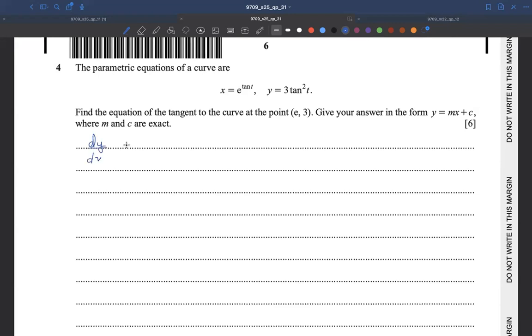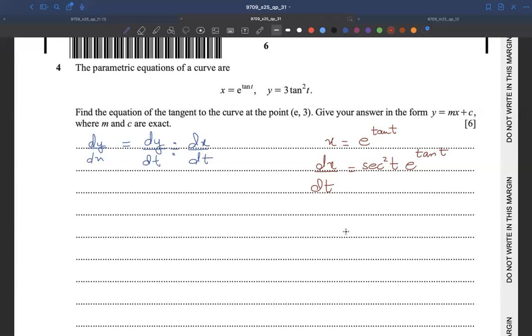So dy/dx, since we have y and x in terms of t, we'll write it as dy/dt divided by dx/dt. In the first step, we already have x equals e to the power tan t. So dx/dt would be, when we differentiate an exponential term, we differentiate the power. The derivative of tan is sec square. So we write sec square t into e to the power tan t.